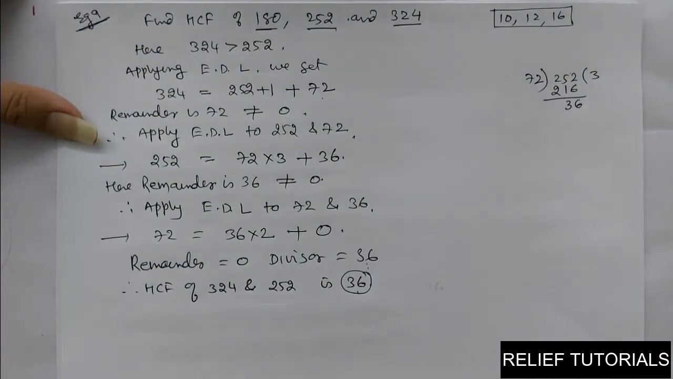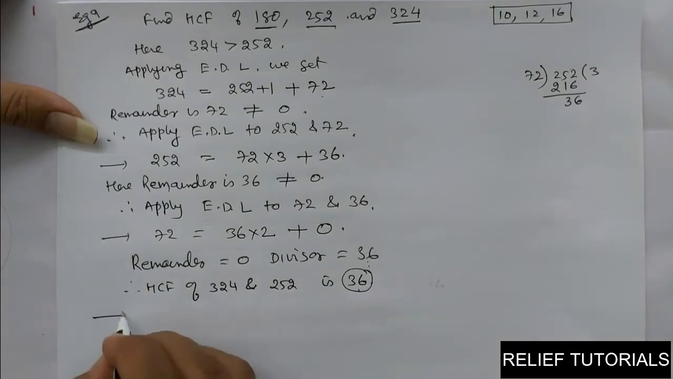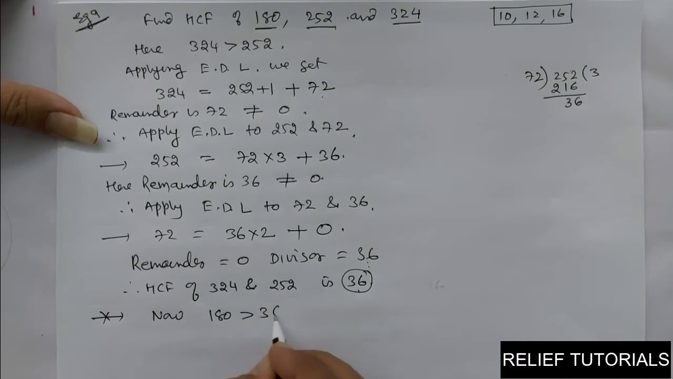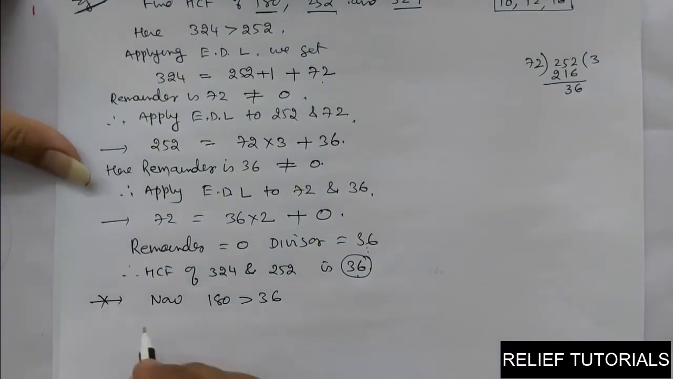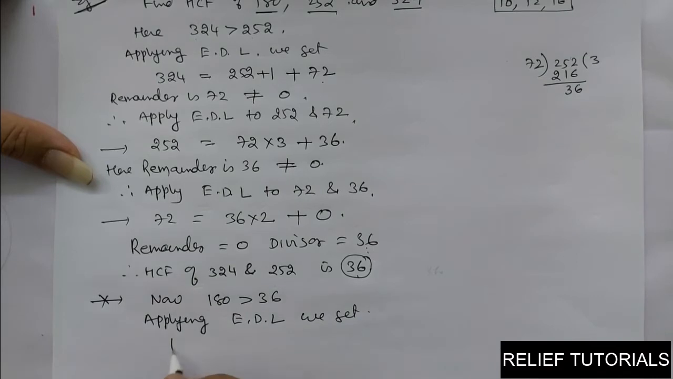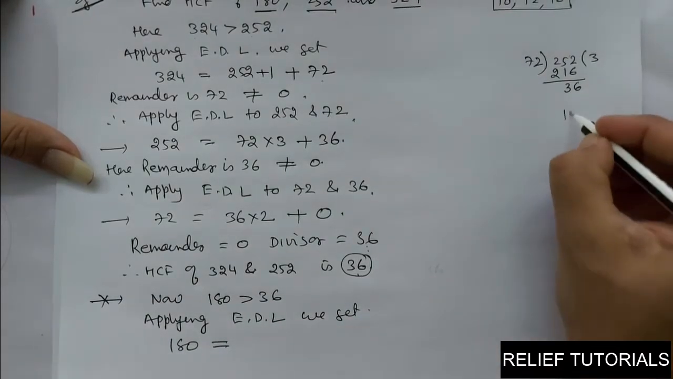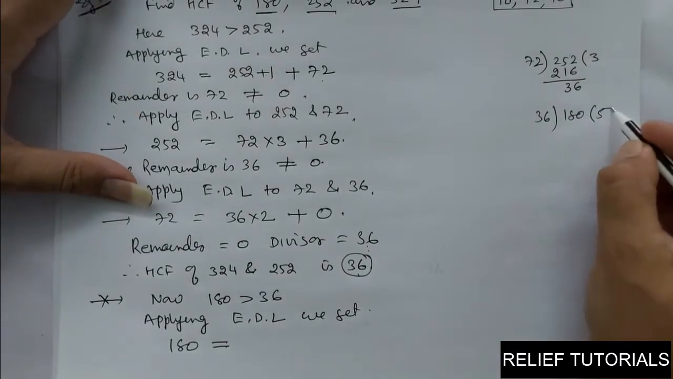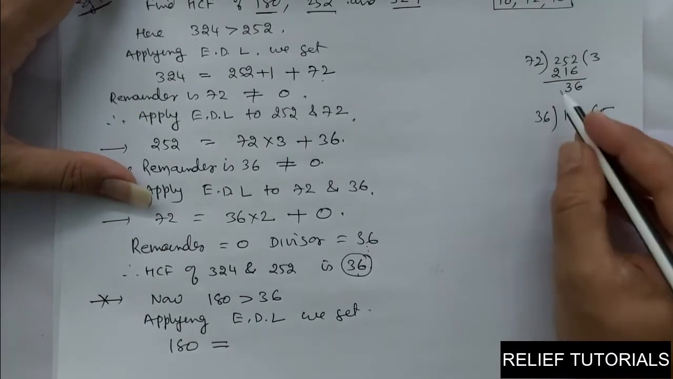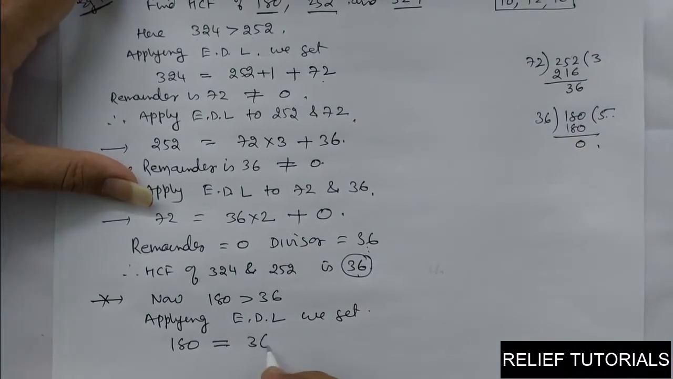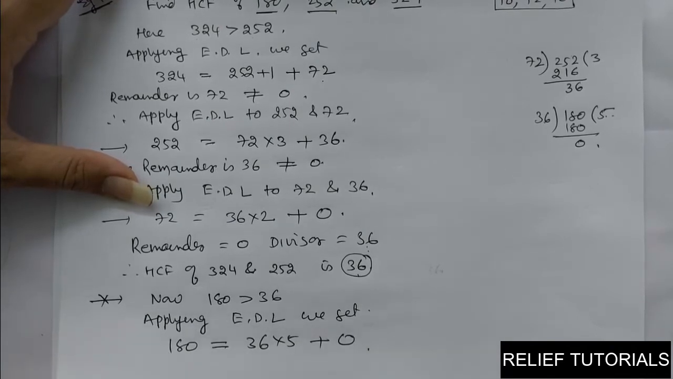Clear? So now, second phase. Now 180 is greater than 36. Okay. So applying Euclid division lemma, we get 180 is equal to, now we will divide 180 by 36. Clear? So 36 5s are 180. That's it. So you will get 36 into 5 plus 0.